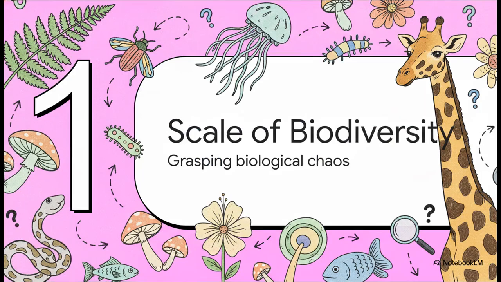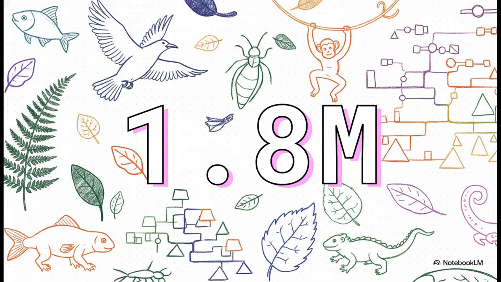Section 1. The Scale of Biodiversity. Grasping the Biological Chaos. 1.7 to 1.8 million. Just think about that number for a second. That is the current estimate of the species we've known and described so far. It's our baseline for biodiversity. And honestly, this is just what we've found up to this point. As we explore new environments, or honestly even double-check the old ones, new organisms are constantly being identified. This massive number, that is the sprawling biological chaos we're trying to organize.